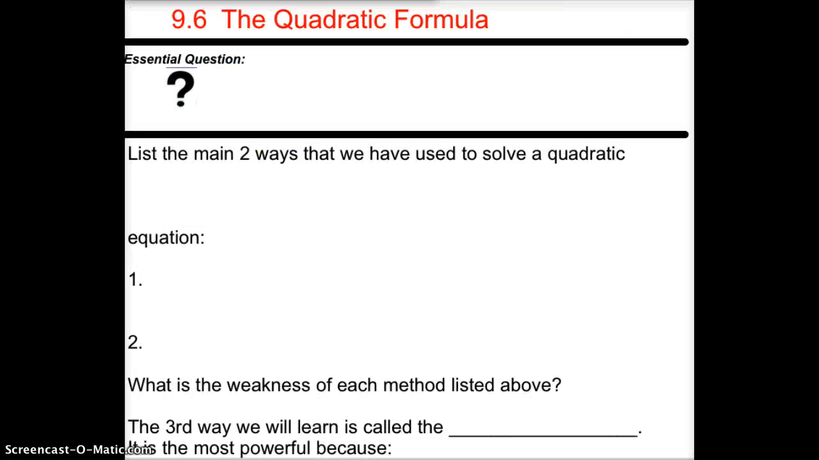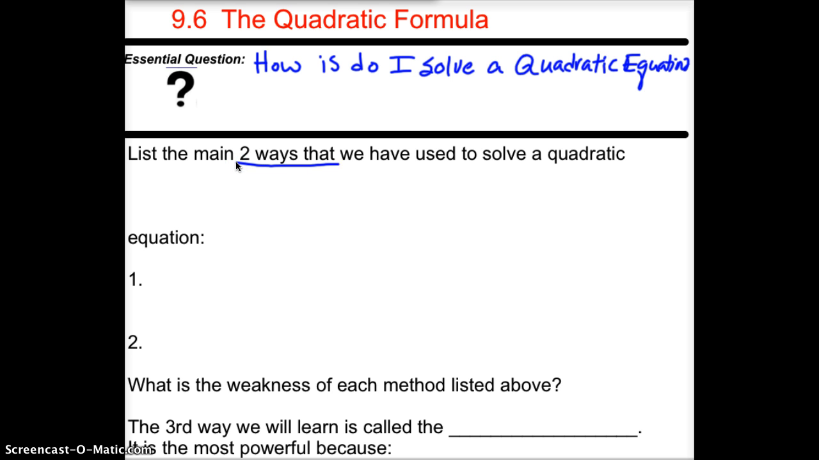In section 9.6, we're going to be asking the same question we've had in the last two sections, which is: how do I solve a quadratic equation? And let's actually pause for a second here and go down and fill in this part over here, where it says list the two main ways we already have of solving a quadratic equation.